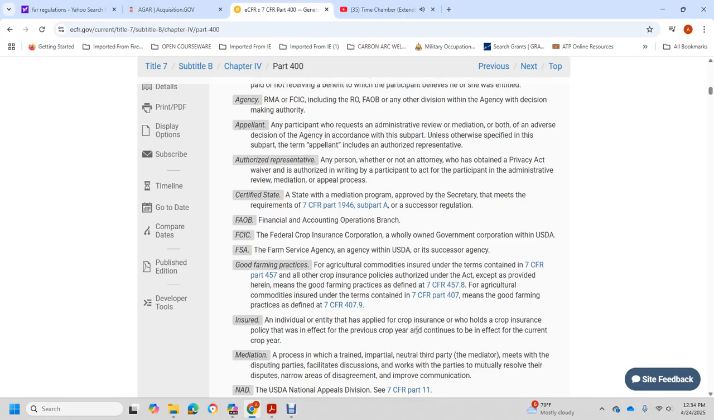Good farming practice for the agricultural commodity insured, as the term is defined in Title 7 Parts 457 and all of the other crops and policies authorized for the Act, except as provided herein, means the good farming practice as defined in Title 7 Part 457, and for the agricultural commodities insured under the term of Title 7 Part 407, means the good farming practice as defined in Title 7 of the CFR 407.